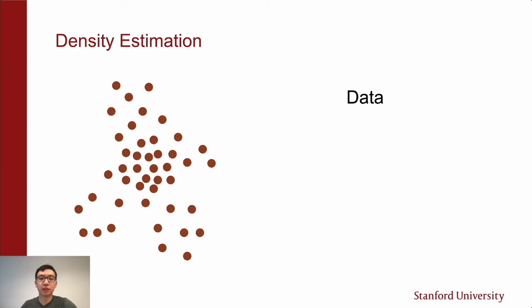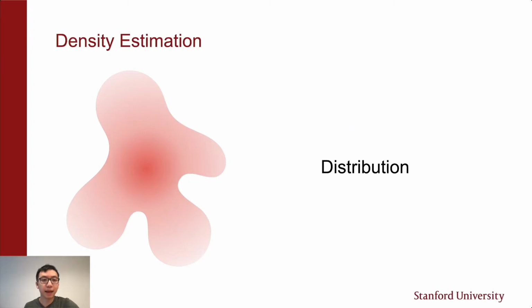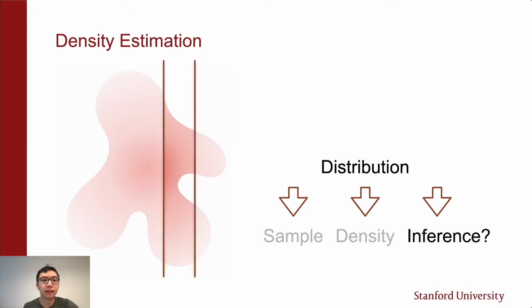One key task in machine learning is density estimation. Given a bunch of data, we would like to learn the underlying distribution so that even without the data, we can sample from our distribution, or we can ask about the density of different points on our distribution. For example, here one point is more likely than the other. Finally, we might be interested in probabilistic inference queries. For example, we might ask, what's the probability of a point being in this highlighted region?